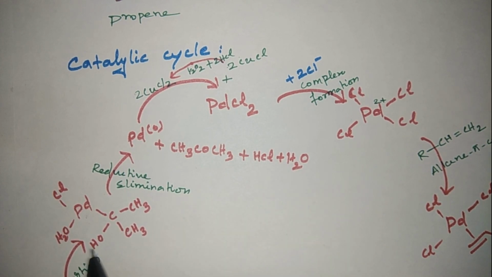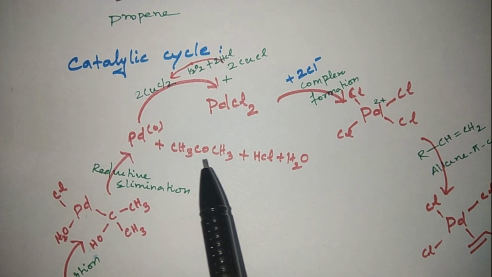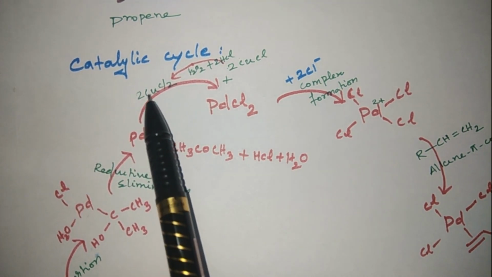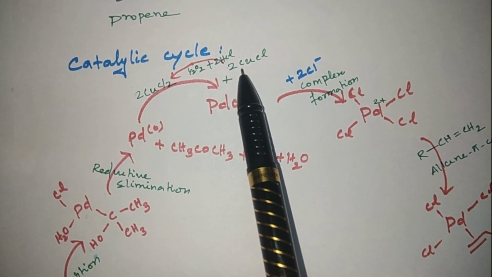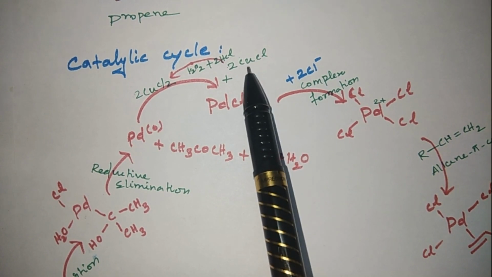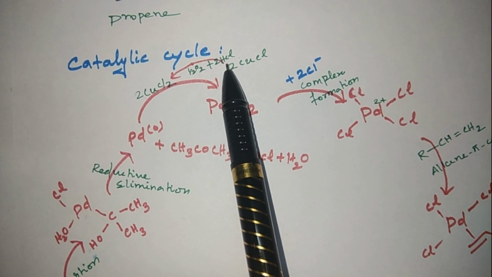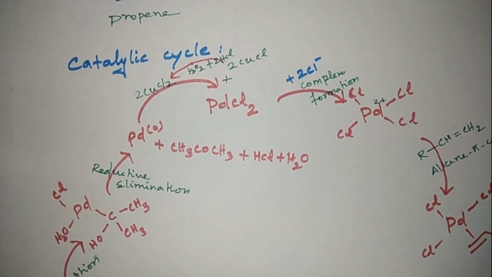This hydrogen is eliminated, the water molecule is also eliminated and palladium is in the 0 oxidation state. After the formation of acetone, the zero oxidation state of palladium combines with CuCl2 and gives the product palladium chloride and CuCl. Again, this CuCl combines with molecular oxygen and hydrochloric acid and gives CuCl2. This is the continuous catalytic cyclic process for acetone formation.